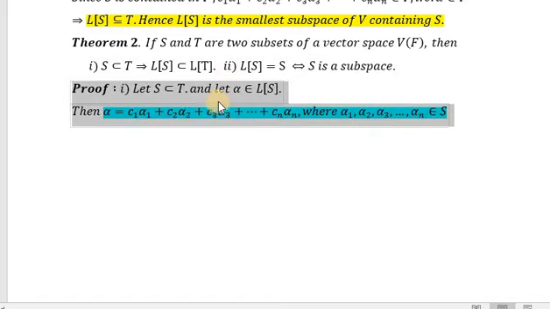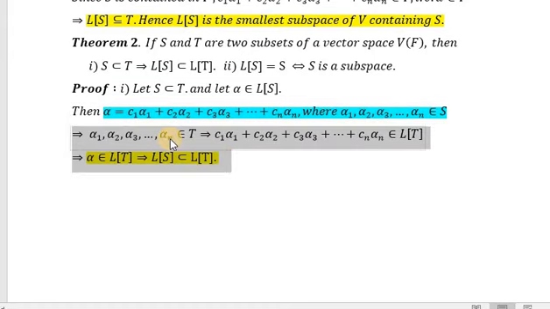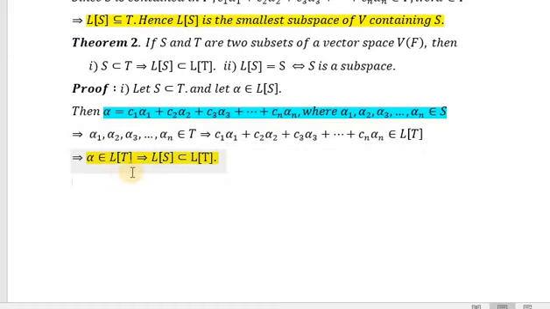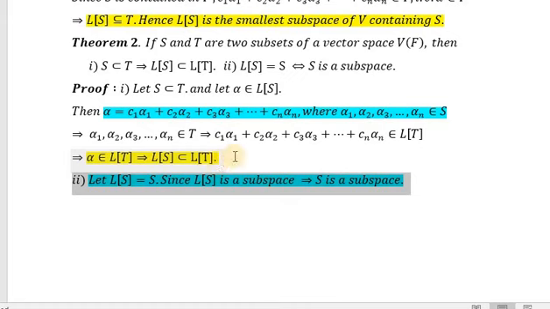So, proof. Let S be a subset of T and let alpha belong to the linear span of S. Then alpha is a linear combination, that is c1 alpha 1 plus c2 alpha 2 and so on up to cn alpha n, where alpha 1, alpha 2, up to alpha n belong to S. This implies alpha 1, alpha 2, up to alpha n belong to T. Therefore, these vectors can be written as a linear combination c1 alpha 1 plus c2 alpha 2 and so on up to cn alpha n, which belongs to the linear span of T. So alpha belongs to the linear span of T, which implies that the linear span of S is a subset of the linear span of T.